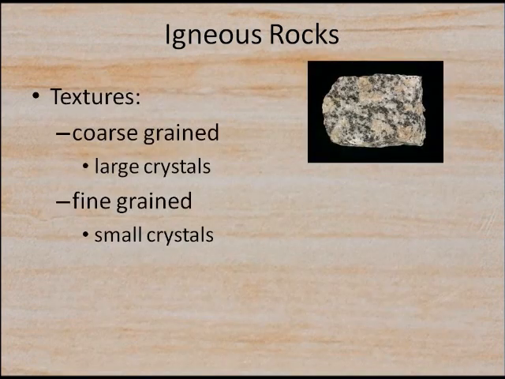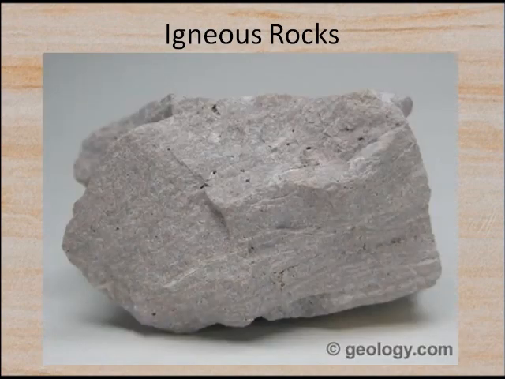The other texture is fine-grained, small crystals. These are going to be the extrusive rocks. These are going to be the ones that formed on the surface of the earth from lava. They're going to have cooled off quickly. Crystals won't have had much time to grow. They're going to be small.